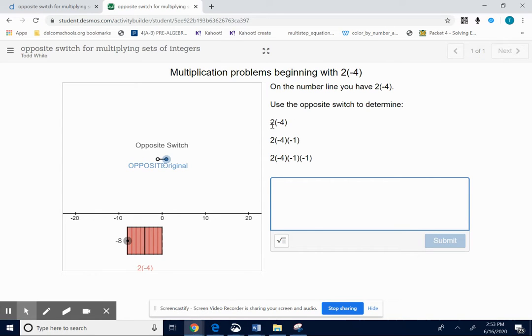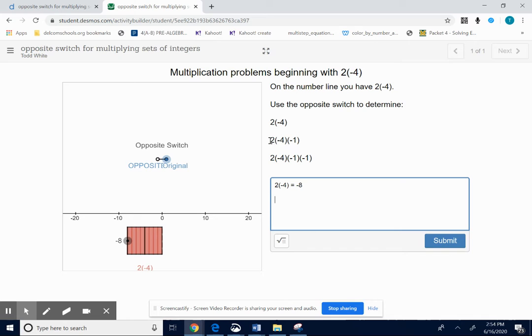Okay, so for that top problem, I have a picture of the top problem. The top problem says 2 times negative 4. What I have here is a picture of two groups of negative 4. So you want to write down what the answer to that is first. You're going to have a problem just like this or similar to it. So I'm going to type in 2 times negative 4 equals negative 8.